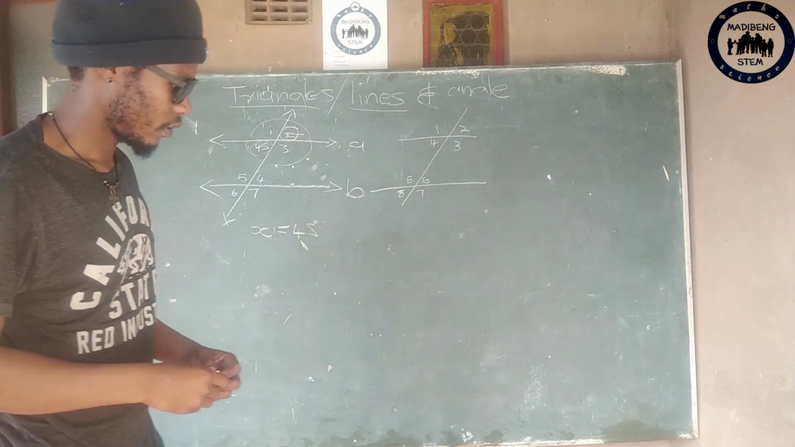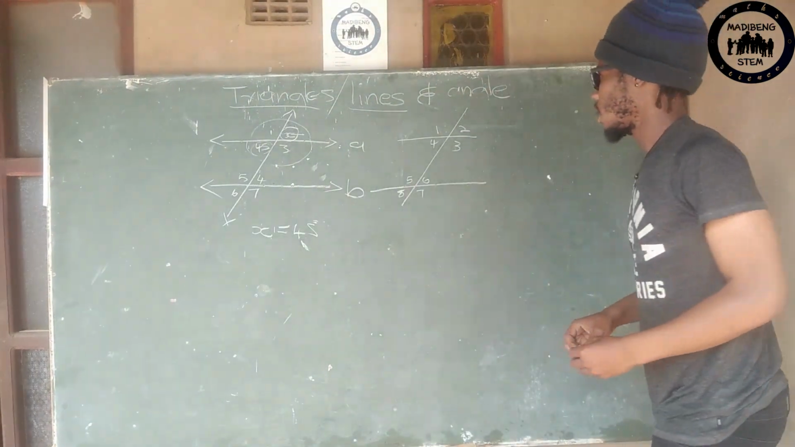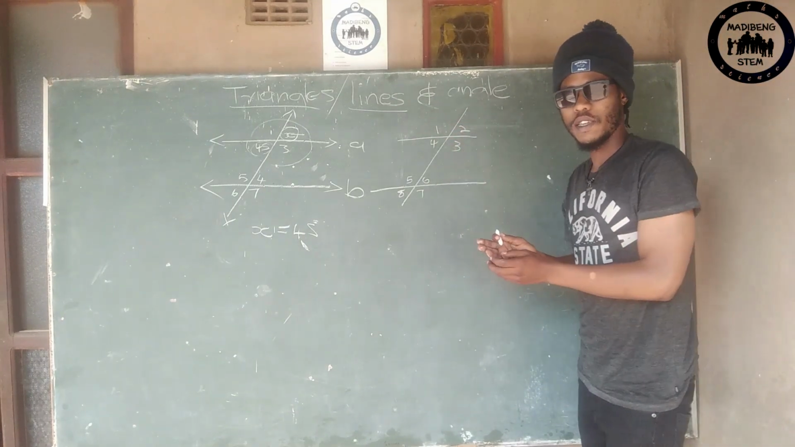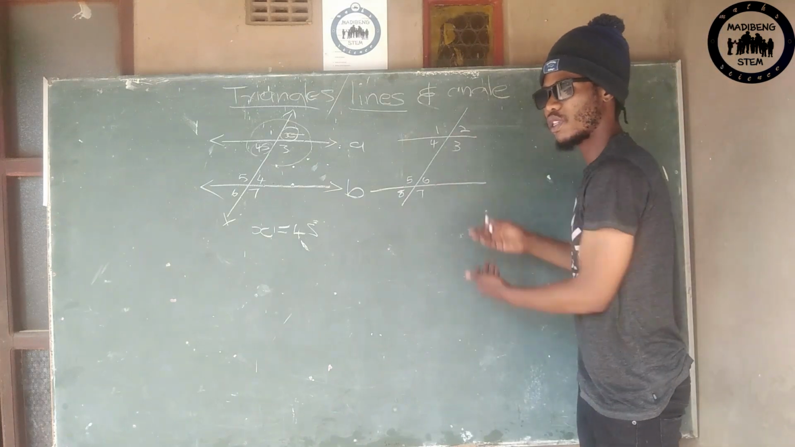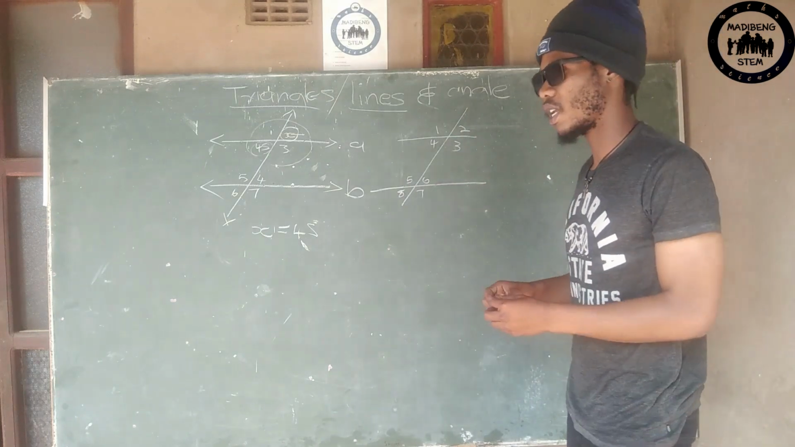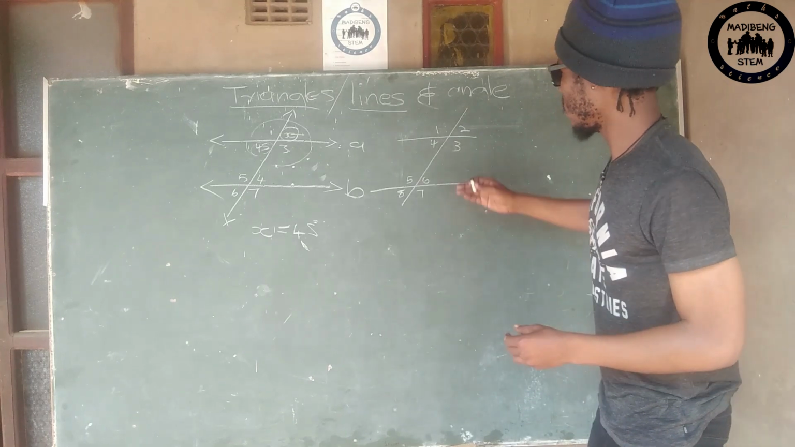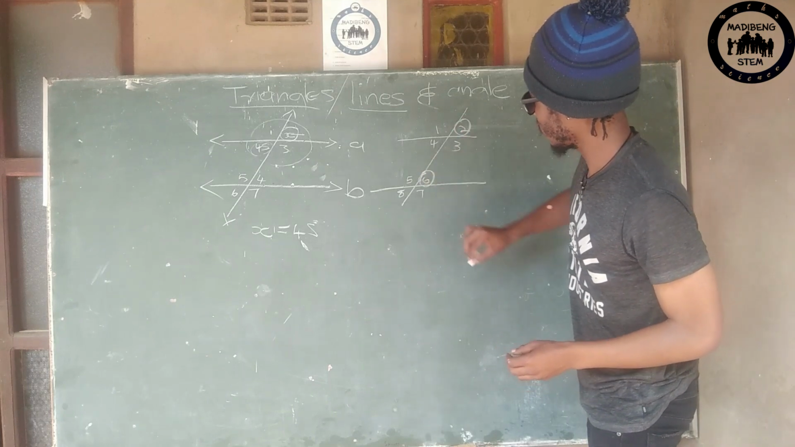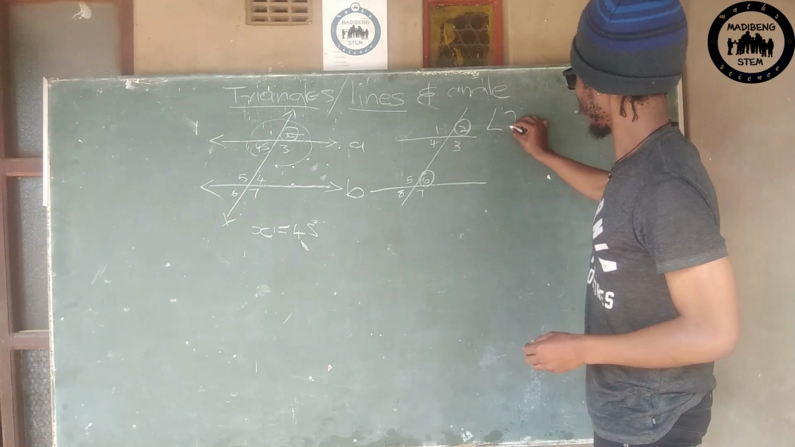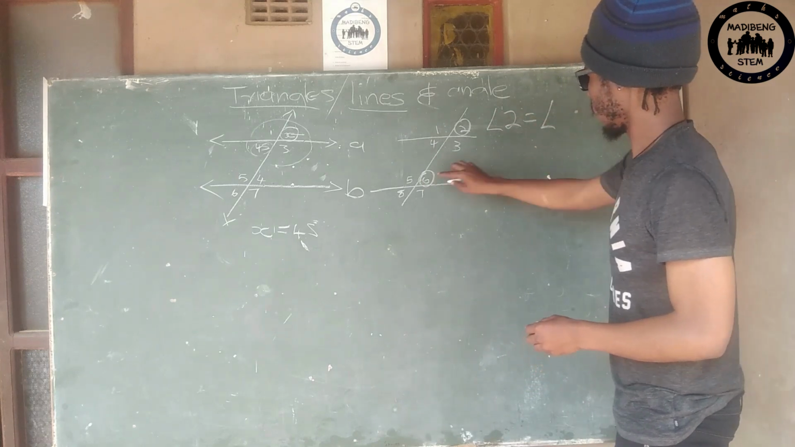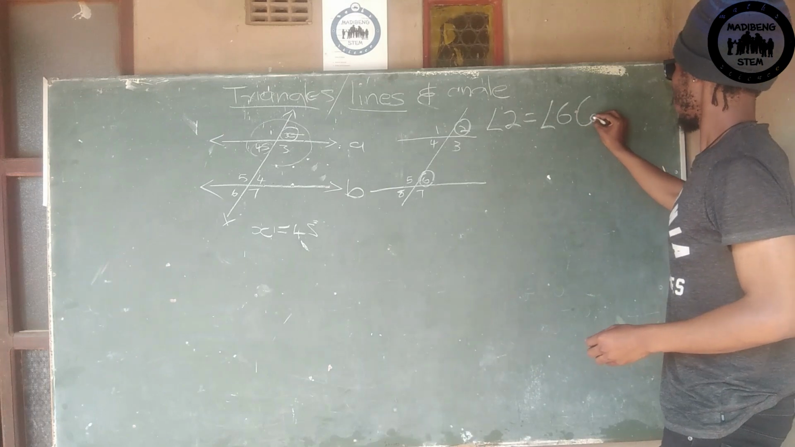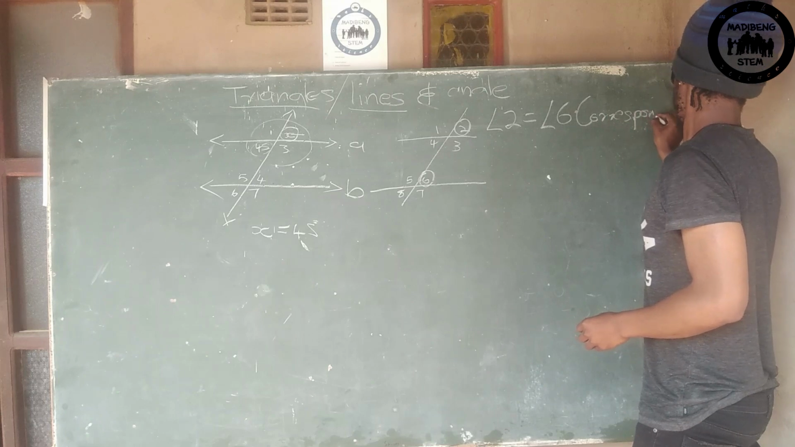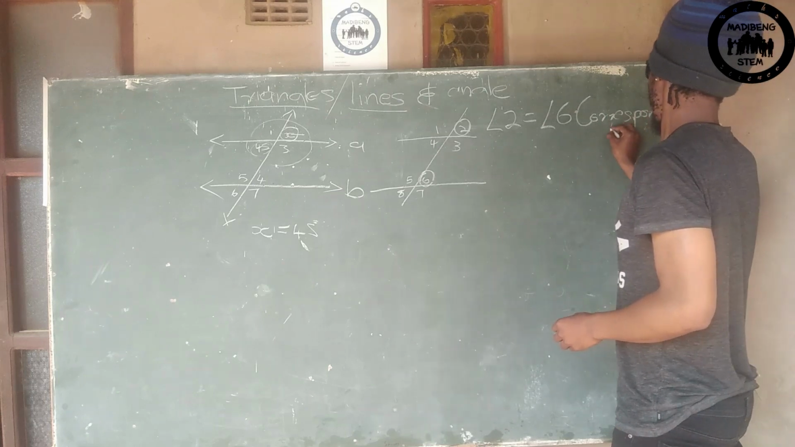Then we're going to corresponding angles. Which angles correspond to each other here? What are corresponding angles? So in this case, corresponding angles are 2 and 6. So angle 2 is equal to angle 6, because they are corresponding to each other.